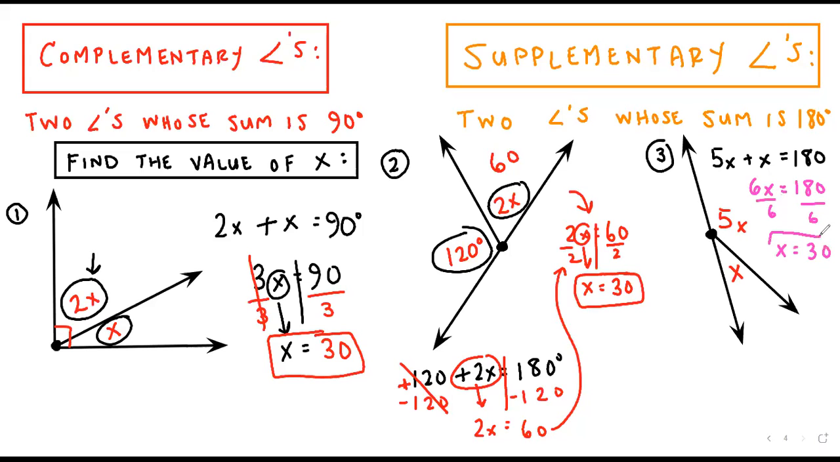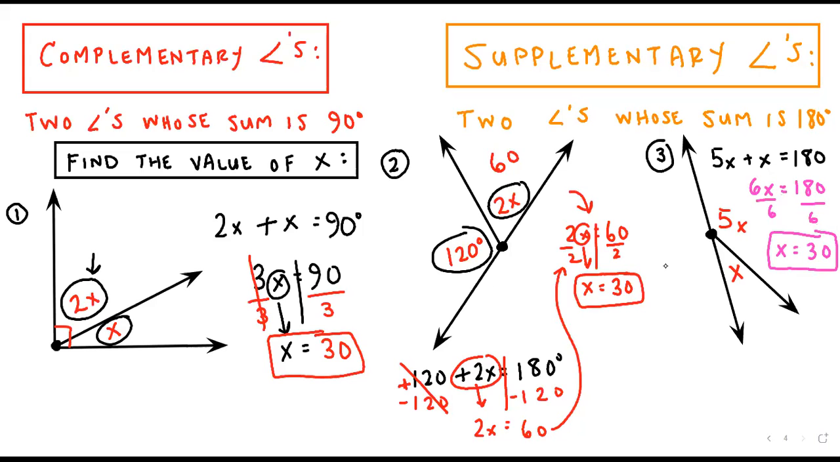I don't know why it all ended up being 30. That was just by chance because I just picked random numbers. But yeah, they were all equal to 30. Don't think that x is always going to be equal to 30 though. That was just a coincidence because I picked random numbers and they just happened to be there. Please do not always think that x is equal to 30.